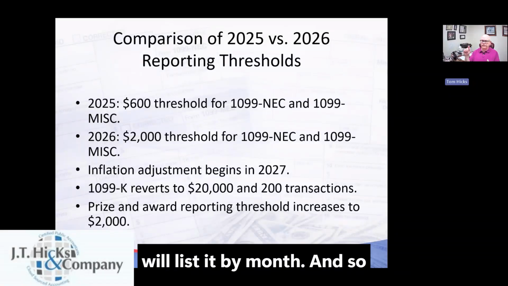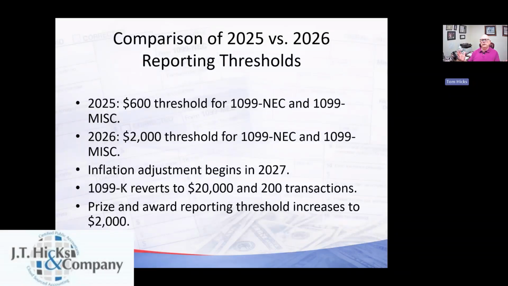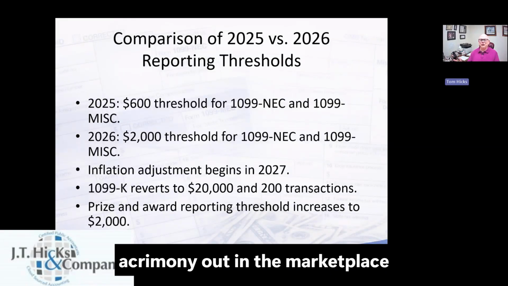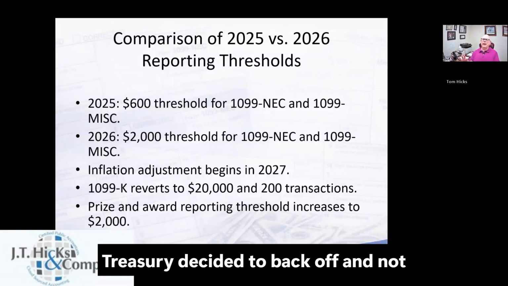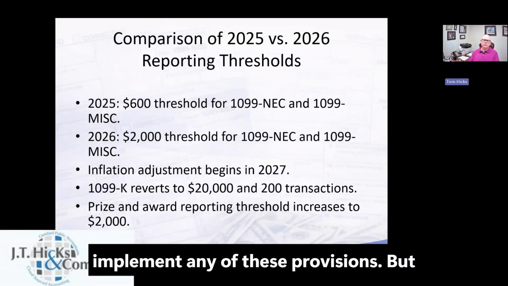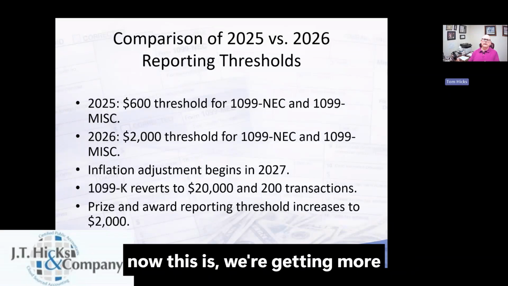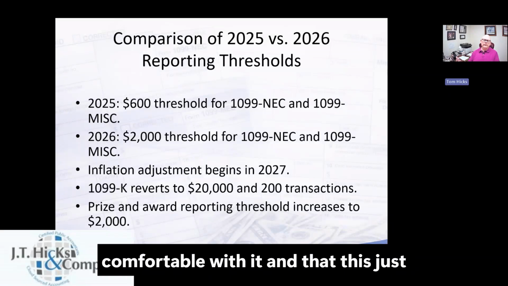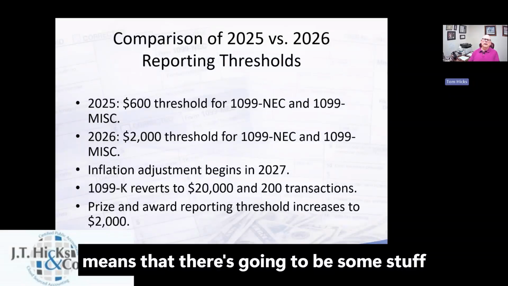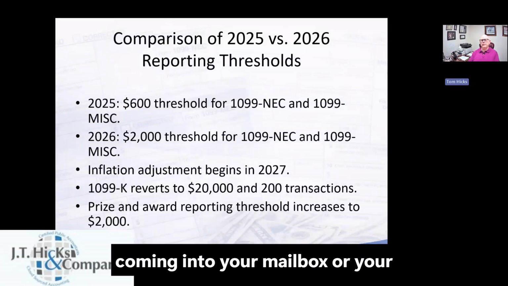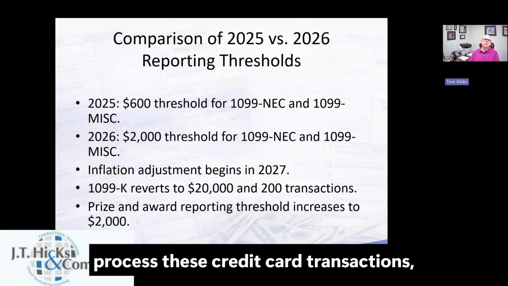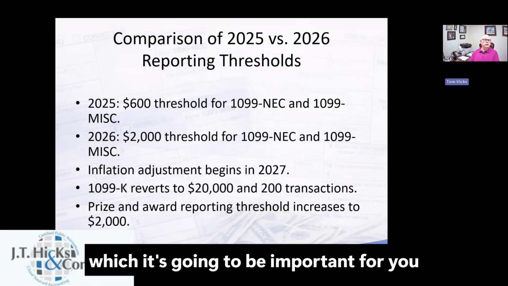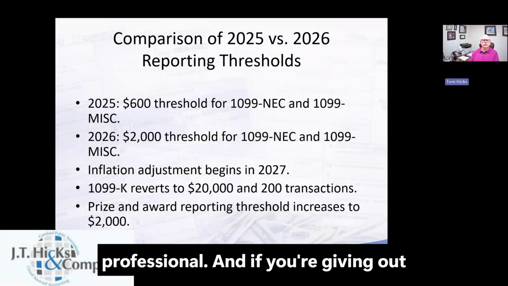The document will list it by month, and so there was a lot of acrimony out in the marketplace about this some years ago, and so the Treasury decided to back off and not implement any of these provisions. But now we're getting more comfortable with it, and this just means that there's going to be some stuff coming into your mailbox or your inbox telling you that, hey, we process these credit card transactions, which it's going to be important for you to share that information with your tax professional.